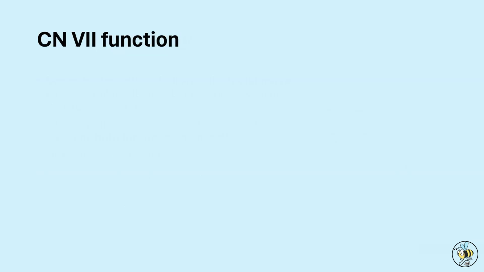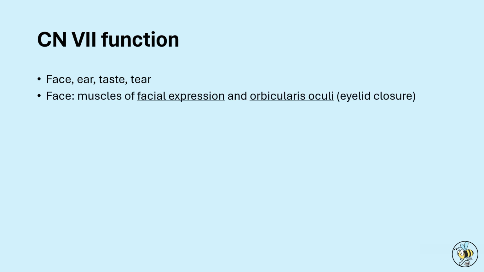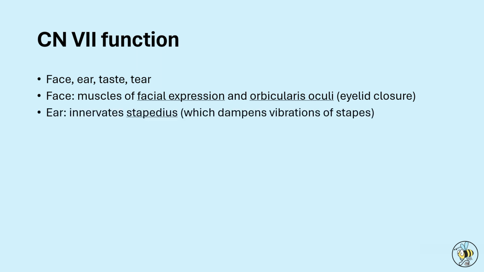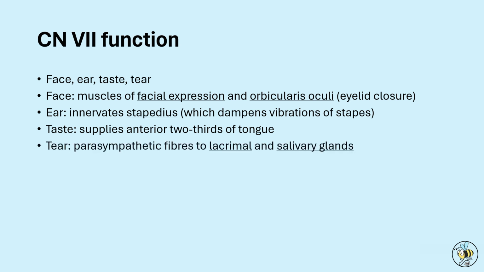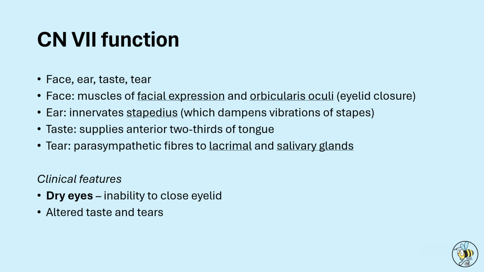To understand the clinical features, let's look at the function of the facial nerve, which can be remembered by the rhyme face, ear, taste, tear. Cranial nerve 7 supplies muscles of facial expression and the orbicularis oculi, which close the eyelids. It innervates the stapedius muscle, which dampens the large vibration of the stapes. The anterior two-thirds of the tongue, the lacrimal glands, and salivary glands are also supplied by the facial nerve. Hence, a lesion here will result in dry eyes, as one can no longer close them, changes in their taste and tears, and hyperacusis, as loud sounds cannot be dampened.